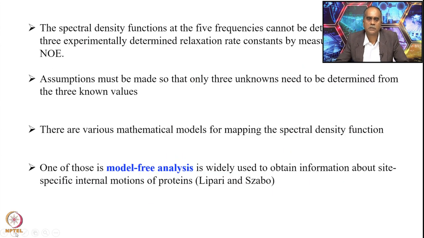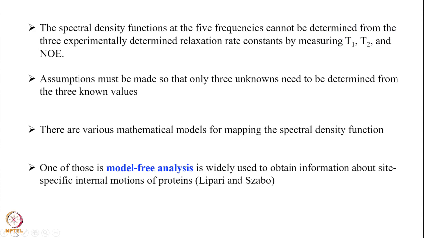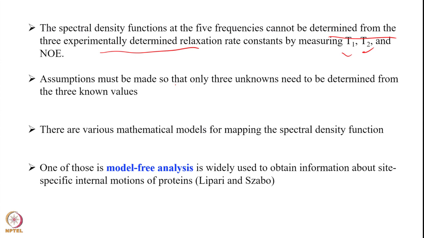However, the spectral density function at the 5 frequencies cannot be determined from 3 experimentally determined relaxation rate constants by just measuring T1, T2 and NOE. So assumptions must be made so that only 3 unknowns need to be determined from these 3 values. We want to determine the 5 frequencies: omega H, omega X, omega H plus omega X, omega H minus omega X, and 0. Those are 5 frequencies we want to determine from just 3 rates, which is not possible, so we need to make some assumptions, giving 3 equations and 3 unknowns.